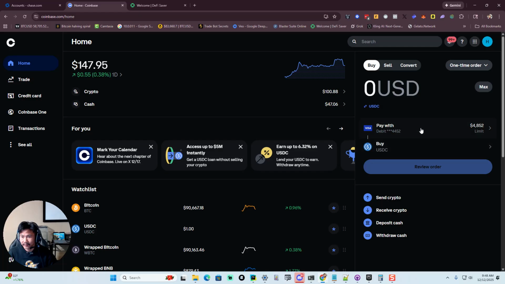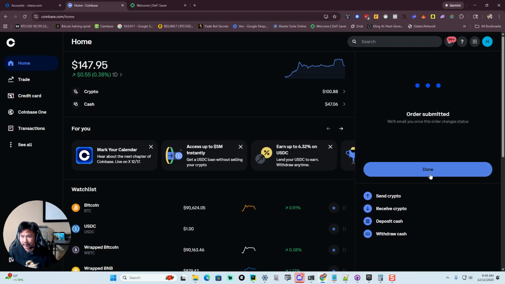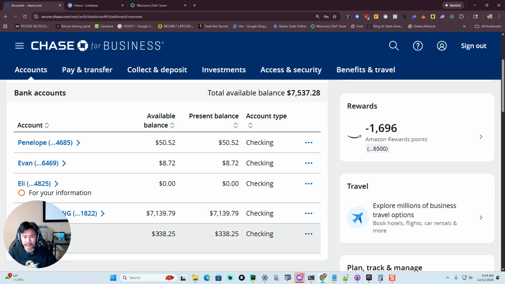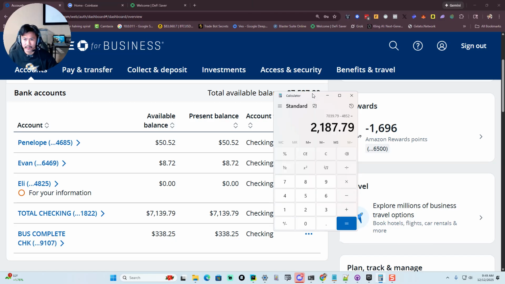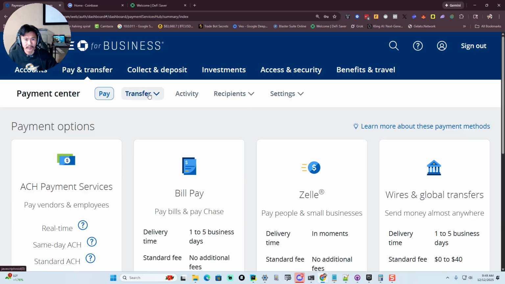So let's go ahead and type in 485.52, which is gonna max that out, and we'll review that order and buy now. And that should be good. And then we're gonna move this to the other account. I already did the calculations. We're gonna move 21,879 over.